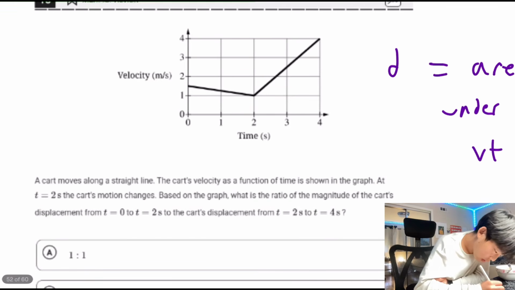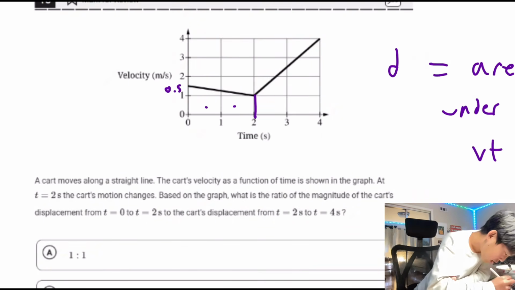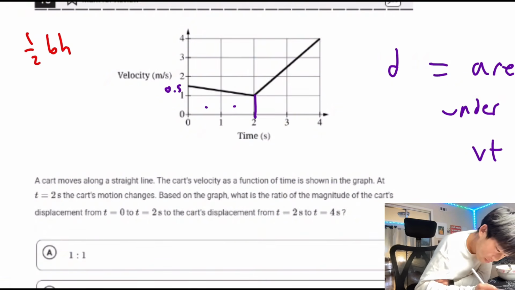So let's just do that. So this one is 1, 2. This one is 0.5 high, and then 2. Let me just write down the formula. It's 1/2 BH. If you don't know this, you're cooked for the exam. If the B is 0.5, the height is 2, the answer is 0.5. And then for the other side, it is going to be 1, 2 plus BH of 2 and then 3, which is just 3.